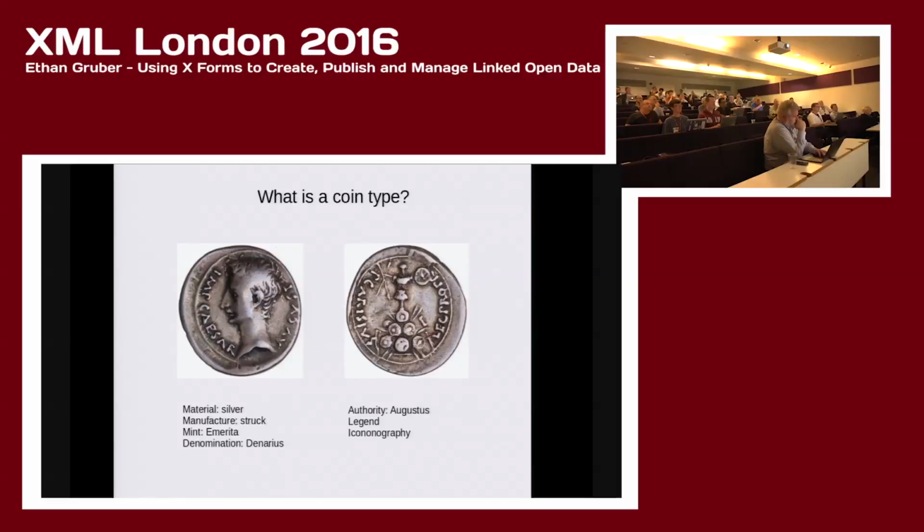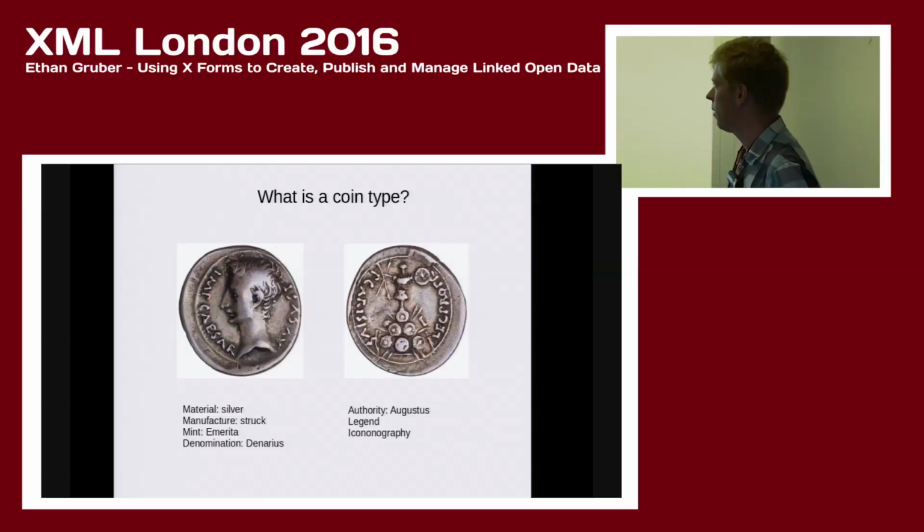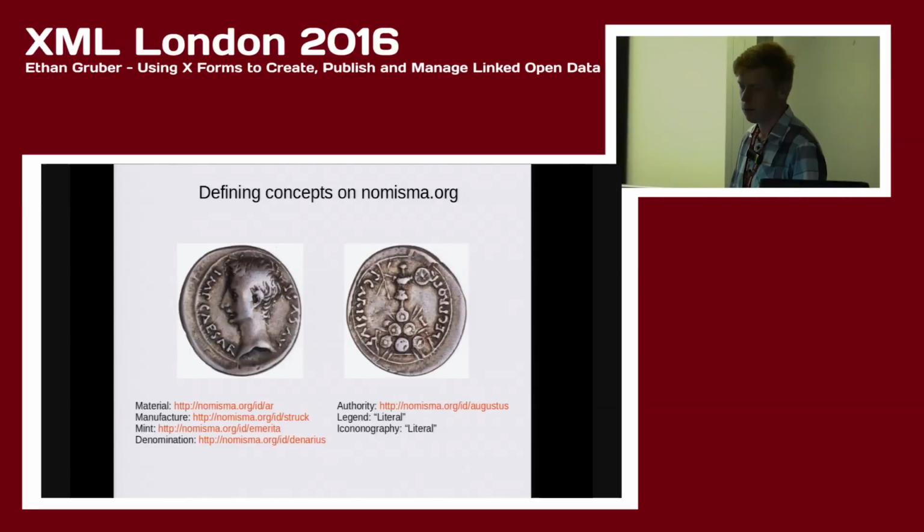So this is a coin type. It's silver. It was manufactured by striking, so it was like a mostly melted piece of silver that was stamped with a wooden block that had been carved to form this iconography. It was minted in Emerita, which is a Roman city in Spain. It's a denarius. It was issued by the Emperor Augustus, and it has words on the front and back that are called a legend, and there's iconography on the front and back of the coin. So in terms of numisma concepts, we have URIs for most of these intellectual concepts. So material has a URI in numisma, and mint and denomination and so forth. And the legend and the iconography are generally represented as literals.